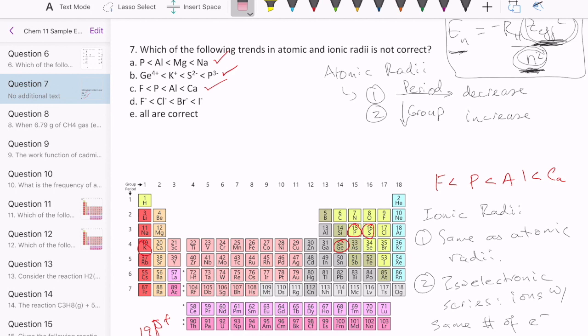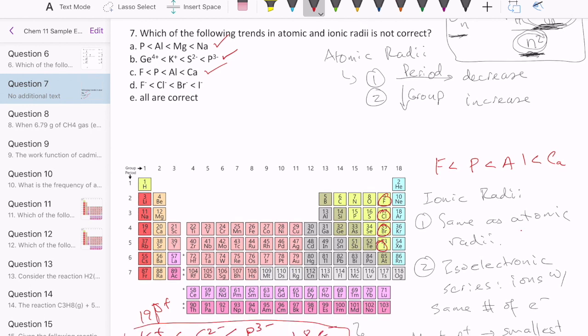Okay? Now that we finished with that one, we're going to look at our last option, which is all the halide ions, fluoride, chloride, bromide, and iodide. And this is one where they're all in the same group, so their trend is going to be very similar to the atomic radii. That means that if you're in a group, it should increase going down. So fluoride would be the smallest, iodide would be the largest, and that's exactly what we see here as well. So that tells us that all of the configuration that's given is correct, so the answer is E.